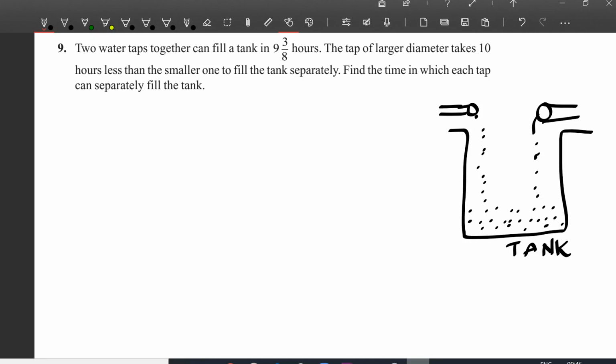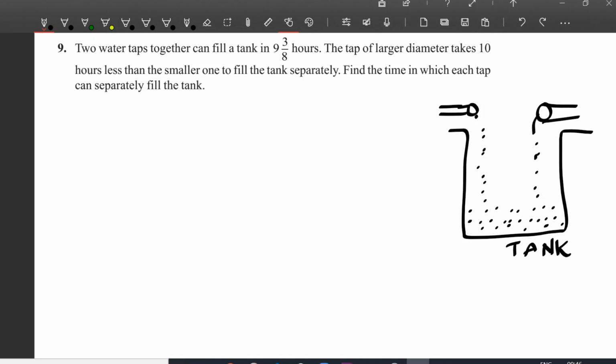Tank in 9 3/8 hours, the tap of the larger diameter takes 10 hours less than the smaller one to fill the tank separately. So we need to find the time taken by each tap separately to fill the tank. Okay, so let us take a tank as shown in the figure, which has two taps, one a smaller diameter tap and the smaller diameter tap is this one and the bigger diameter tap is this.